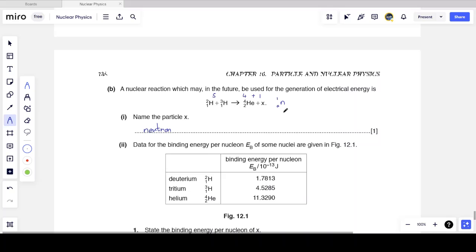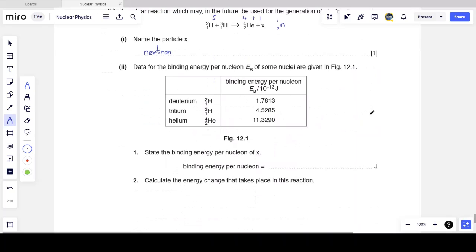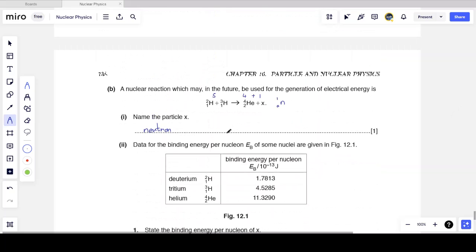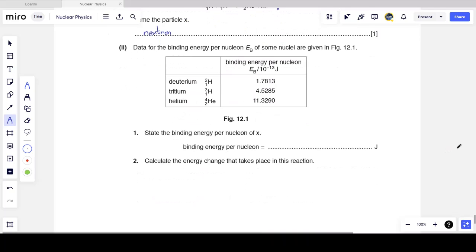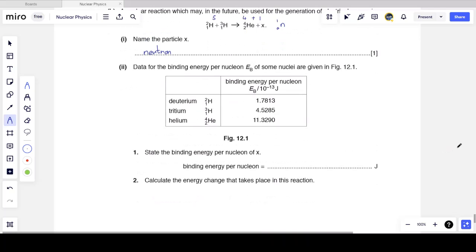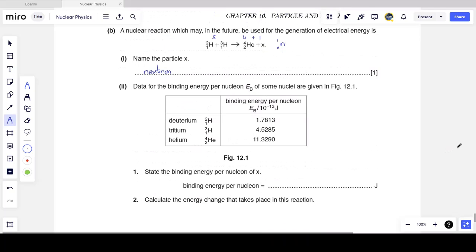So a fusion reaction can also release a neutron. We are then given data for the binding energy per nucleon of some of the nuclei, that is deuterium, tritium, and helium, the binding energy per nucleon for each of them, and we want to know the binding energy per nucleon of X. So how do we find the binding energy per nucleon of X? Well, X is a neutron. Well, a single neutron can't have a binding energy, right? A binding energy, remember, must be for an entire atom.